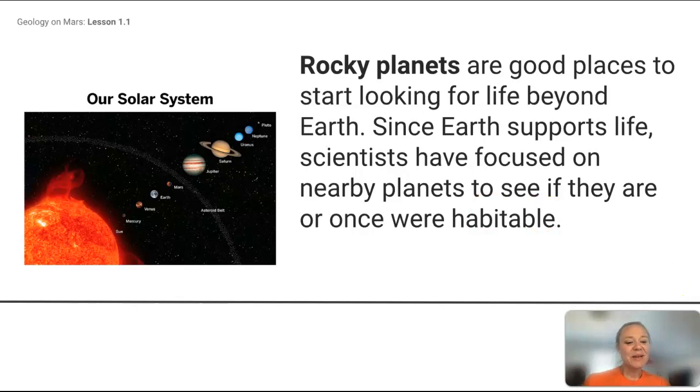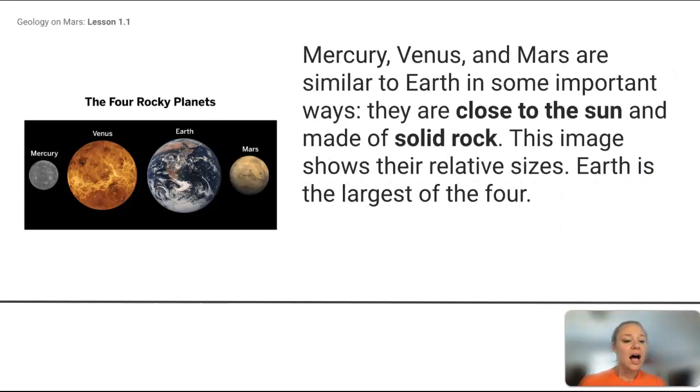So like I said, the rocky planets are a great place for us to start looking for life beyond Earth because they are nearby, and they all have the same kind of surface. They all have that hard, solid surface, rocky planet. So we're going to be looking for habitability there. Again, Mercury, Venus, and Mars are similar to Earth in some important ways. So they're closer to the sun, and they're made of solid rock. And we can see their relative size here. So Earth is the largest of them, but we can see that Venus is pretty similar in size, and Mercury and Mars are close in size to each other as well.